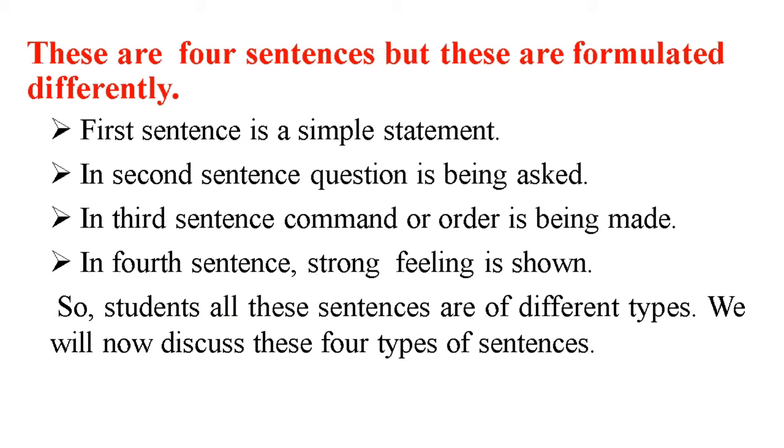The first sentence is a simple statement. In the second sentence, a question is being asked. In the third sentence, a command or order is being made. In the fourth sentence, strong feeling is shown. So students, all these sentences are of different types. We will now discuss these 4 types of sentences.